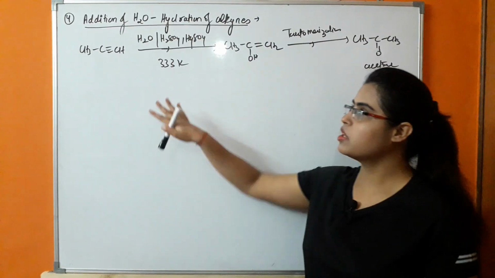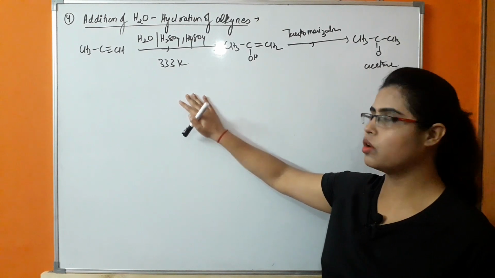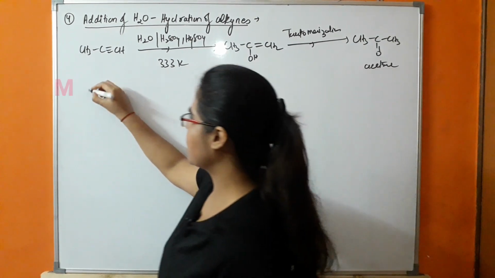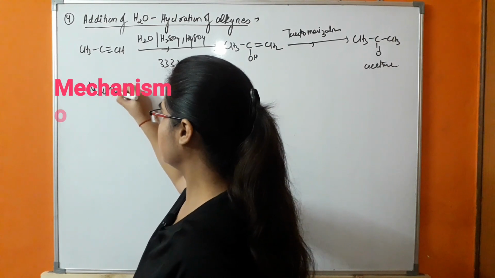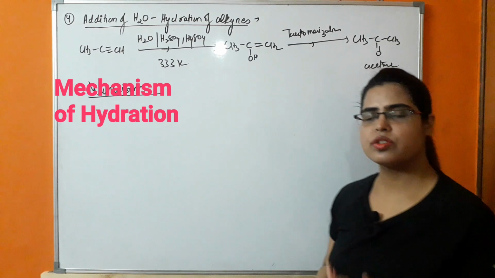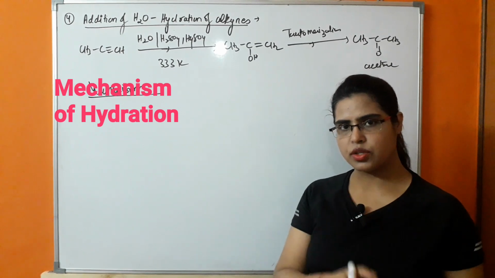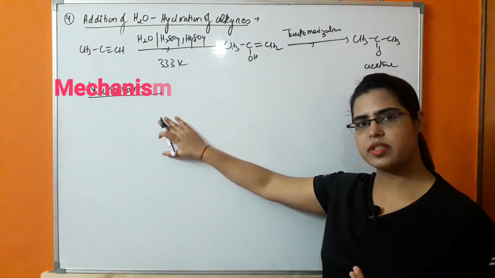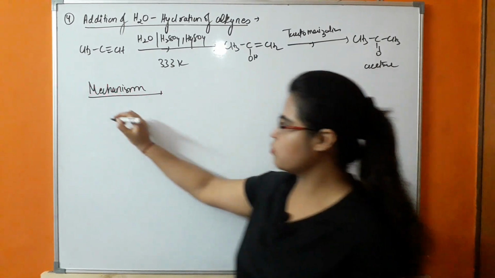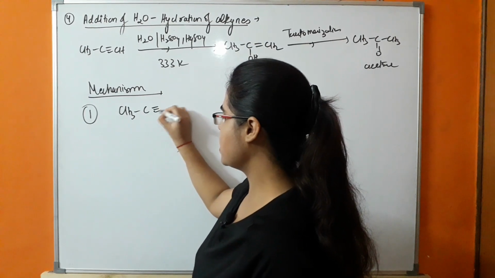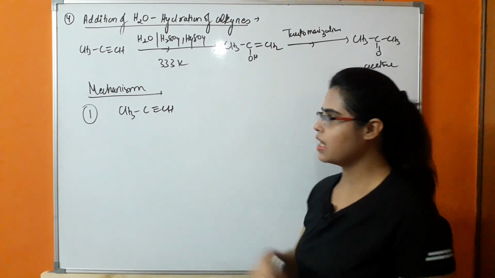So let's see what will be the mechanism behind the hydration of these alkynes. This is terminal alkyne. So what will be the mechanism behind this reaction? We know that electrophilic addition reactions of alkyne take place in two steps. So similarly in this case also the reaction will take place in two steps. So what will be the first step? In first step, CH3CH, that is alkyne part.